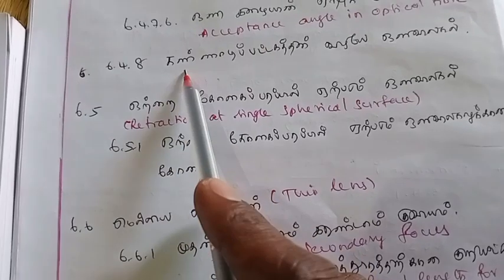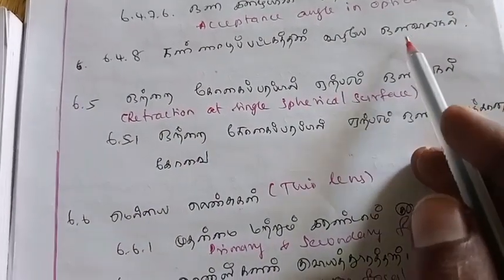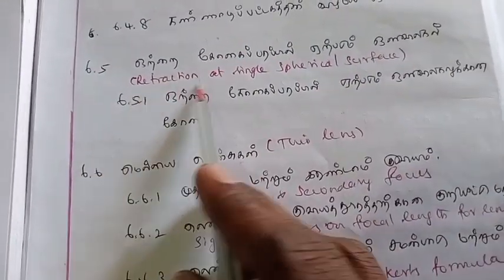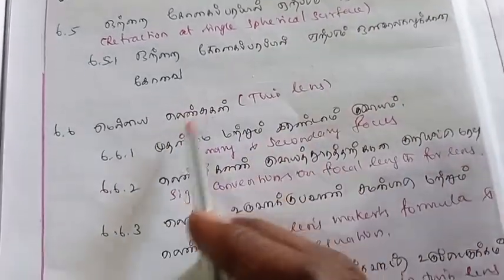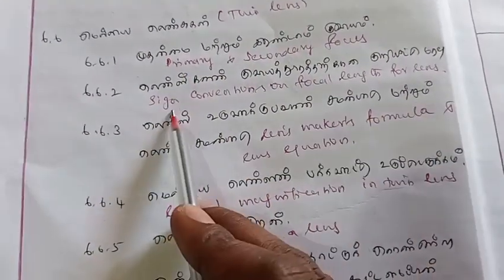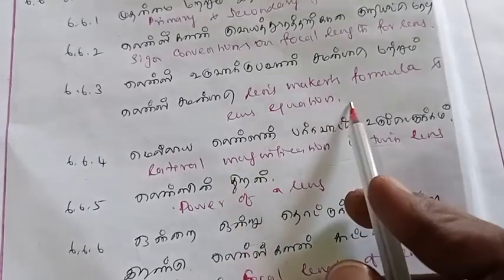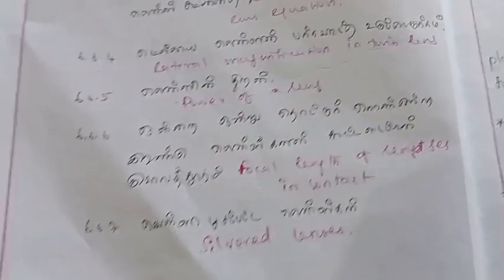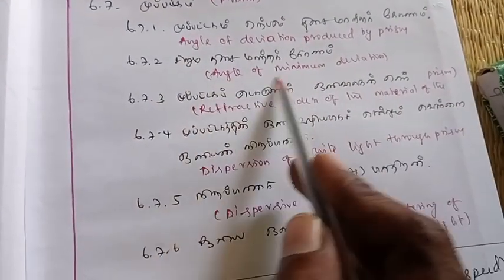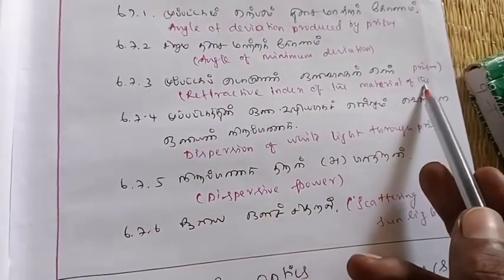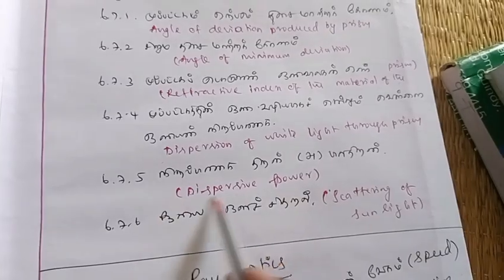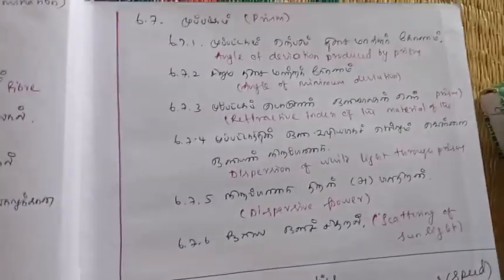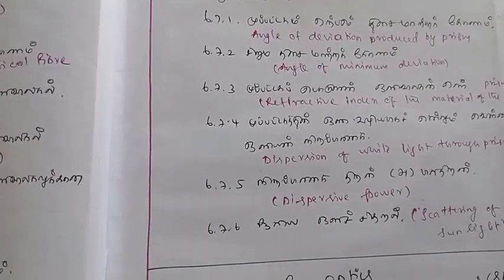Other than that, refraction through a glass slab, then refraction at a single spherical surface, and thin lenses: primary and secondary focus, sign convention, focal length of lenses, lens maker's formula, lens equation, lateral magnification, power of lenses, lenses in contact, silvered lenses, and prism: angle of deviation produced by prism, angle of minimum deviation, refractive index of the material of the prism, dispersion of white light through prism, dispersive power, scattering and sunlight. So these are the subdivision contents presented in the ray optics lesson.